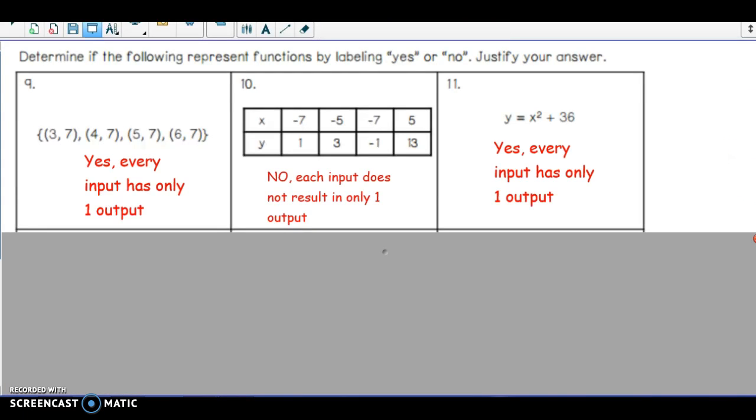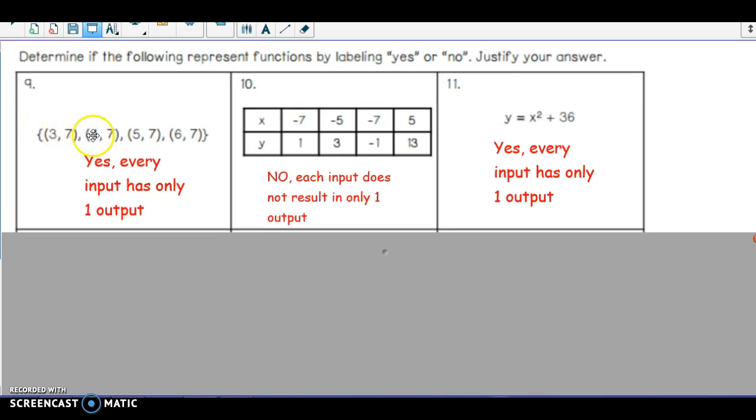Okay, time to check your solutions. For number 9, each input has exactly one output. Again, it's okay if all the outputs are the same number as long as you don't have any repeats with your x values.